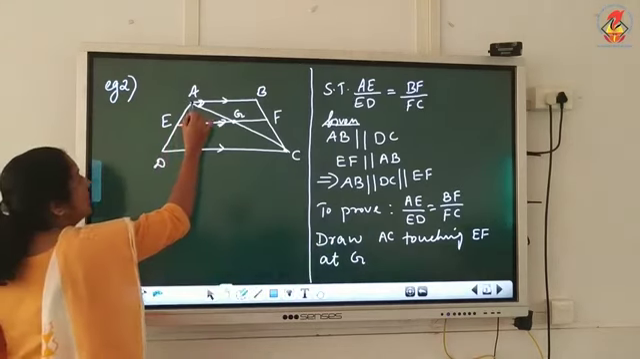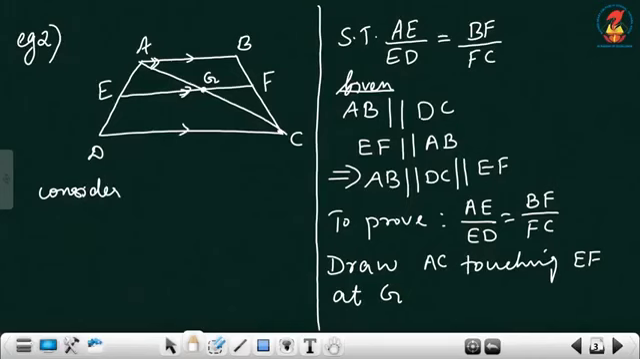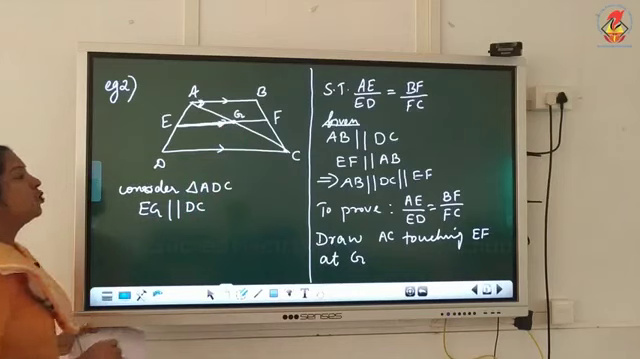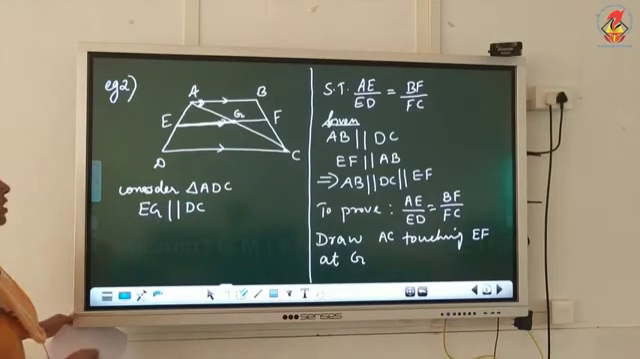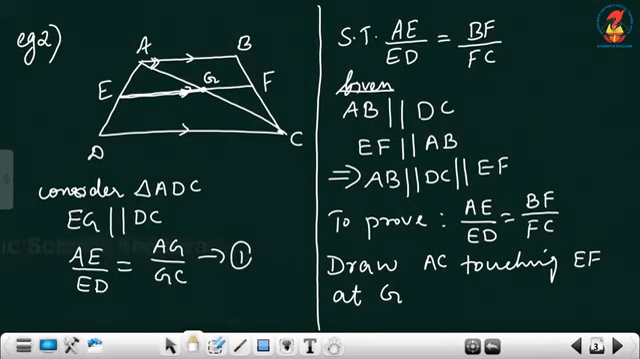After this, consider the triangle ADC, in which EG is parallel to DC. So, in this triangle ADC, EG is parallel to DC. So, we can apply BPT here. When you apply BPT, we get AE by ED is equal to AG by GC, equation 1.